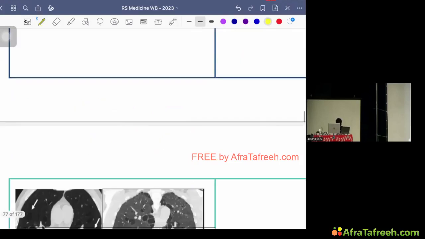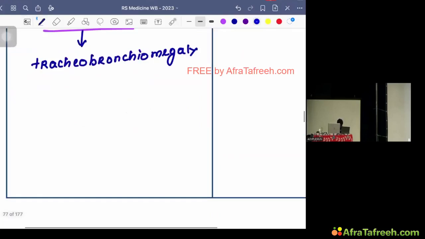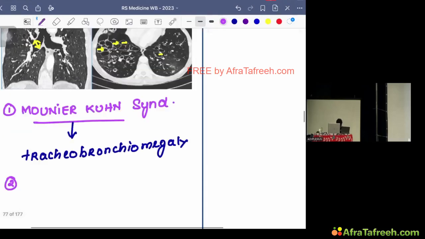Okay, then the second condition, where we are going to have one condition. You can see this picture. In this picture you have a lot of white rings. What are these white rings? Cartilage rings. Okay, we know that trachea till your medium sized airways we have full cartilage followed by incomplete cartilage, right? Yesterday we saw, right?